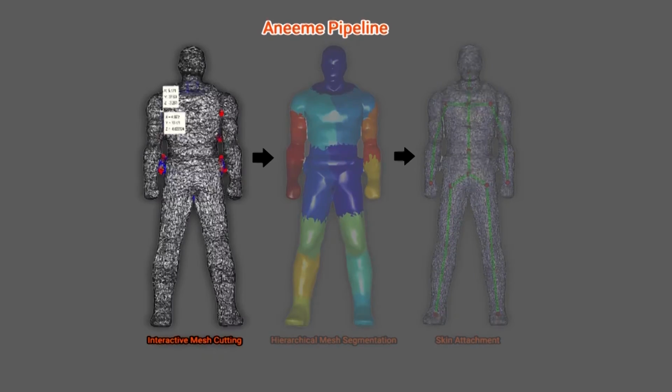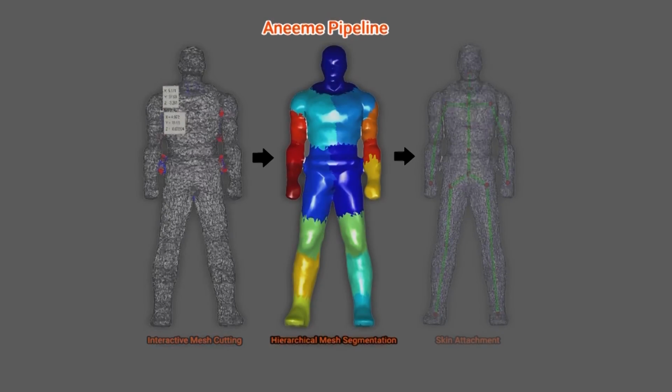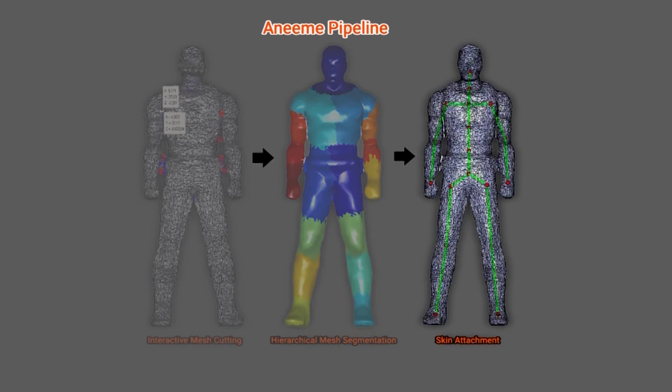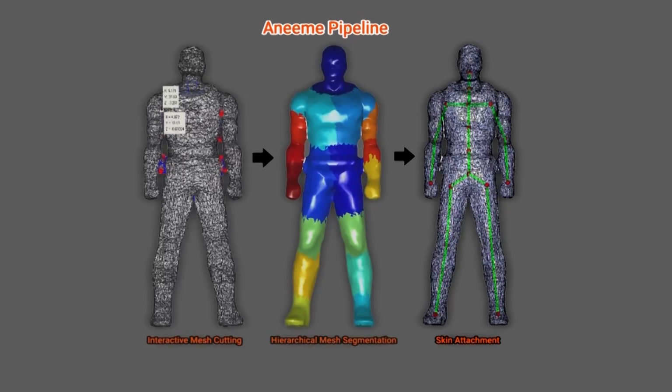If the input has conjoined body parts, the system provides an interactive cutout tool to separate them. Afterwards, it implements hierarchical mesh segmentation to infer the skeletal structure. It then performs a smooth skinning technique. Within minutes, the input can then be used to set up skeletal-based animation in most animation software applications.